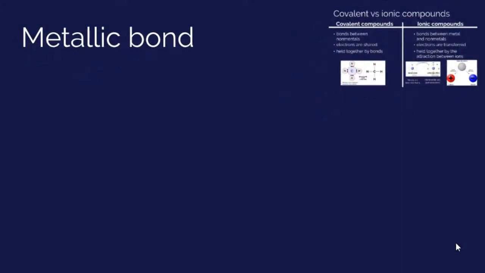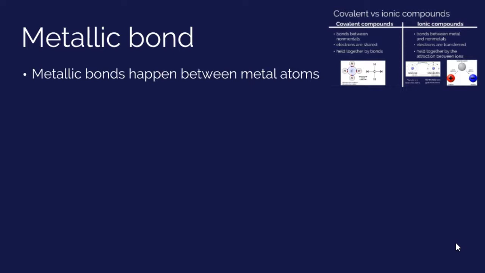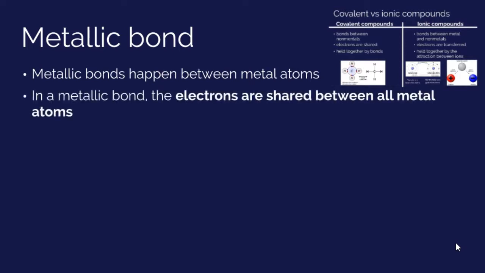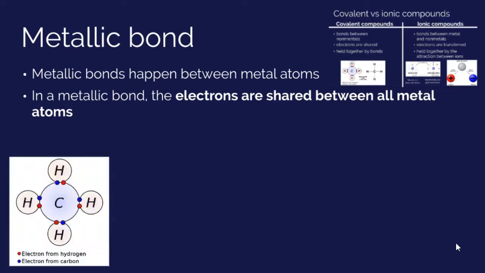All right, so now the final type of bonds we haven't talked about is the metallic bond. And as the name implies, we need two metal atoms to form a metallic bond. When we form these metallic bonds, we see that the electrons are being shared between all of the metal atoms. And I know that sounds familiar to the covalent compounds where the electrons are also shared, but the way that they're shared in metallic bonds is a little bit different. So let's go ahead and look at that.